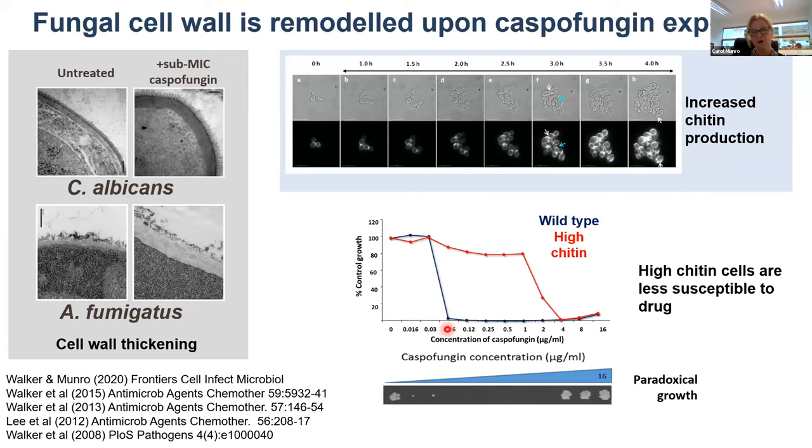We also have this phenomenon, which we see in vitro, where at really high concentrations of caspofungin, cells can retain their viability. And we think this is due to the activation of salvage pathways and then the remodeling of the cell wall at these very high concentrations of drug.